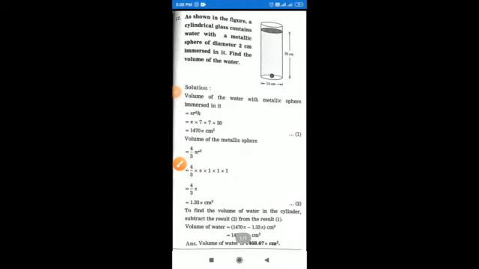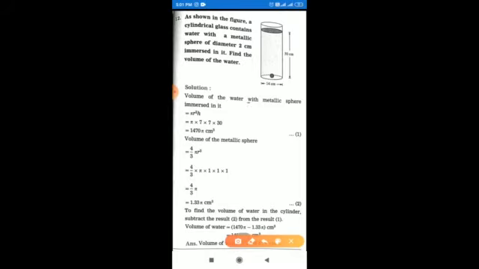So see here what we have in question number 12. What is given in the question? A cylindrical glass contains water with a metallic sphere of diameter 2 centimeter immersed in it. Find out the volume of the water. So a metallic ball is immersed in a glass of water and we have to find the volume of the water. So let's see the solution.